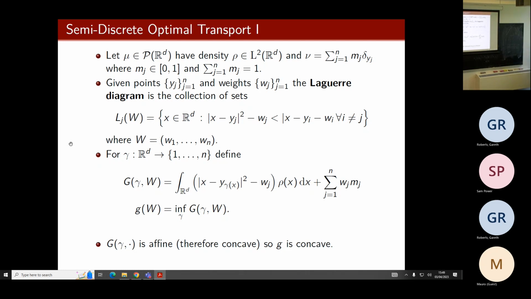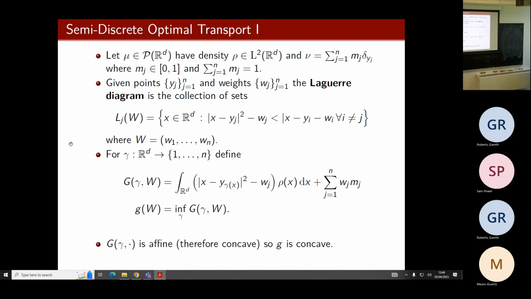We're doing this to construct the Laguerre diagram, is that why we're doing this? So the Laguerre diagram is actually this collection of sets here. Where we're going with this is that this is going to end up being the same as an optimal transport problem. Oh, small g, lowercase g. Yes, so the optimal transport problem is going to be something we're able to write in terms of this g.